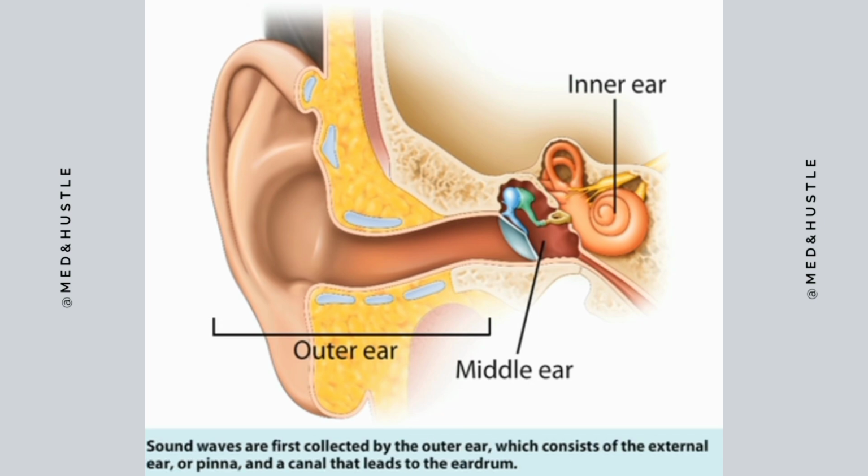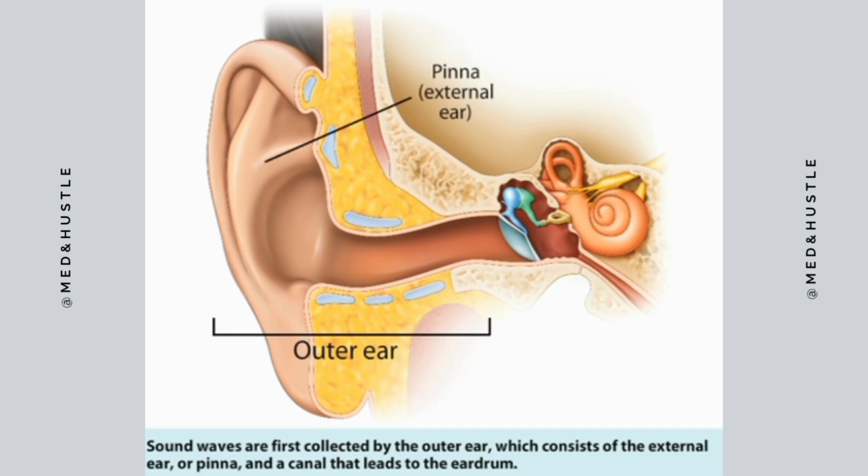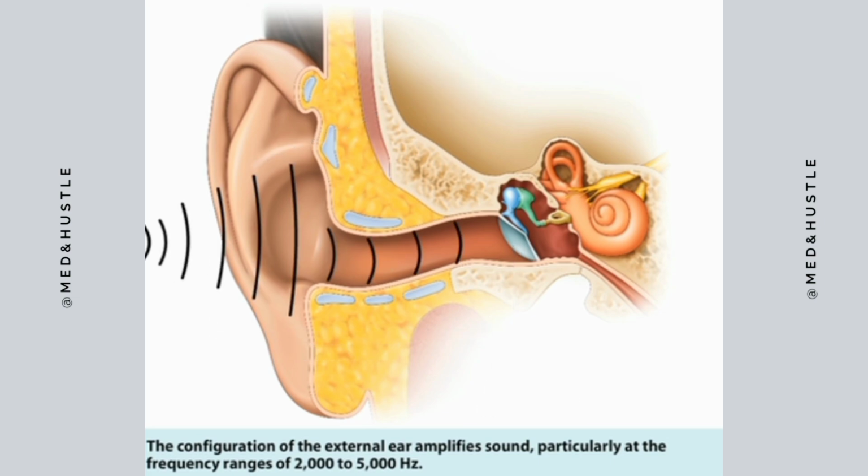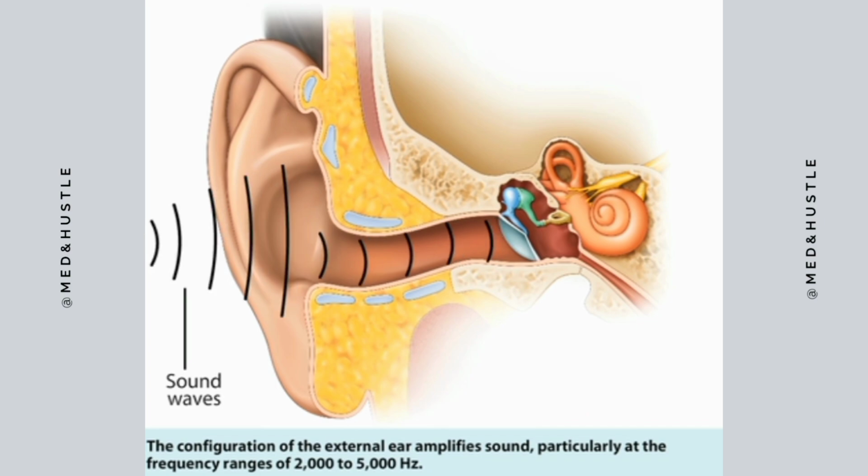Sound waves are first collected by the outer ear, which consists of the external ear or pinna, and a canal that leads to the eardrum. The configuration of the external ear amplifies sound, particularly at the frequency ranges of 2000 to 5000 Hz. Not coincidentally, most human speech sounds are distributed in the frequency range around 3000 Hz.